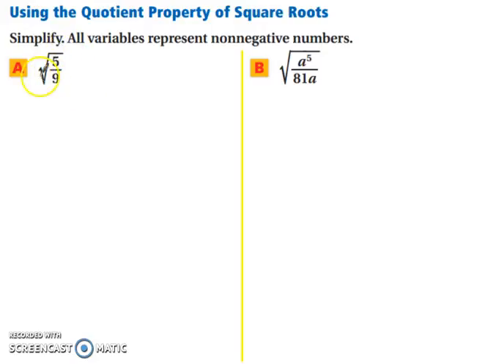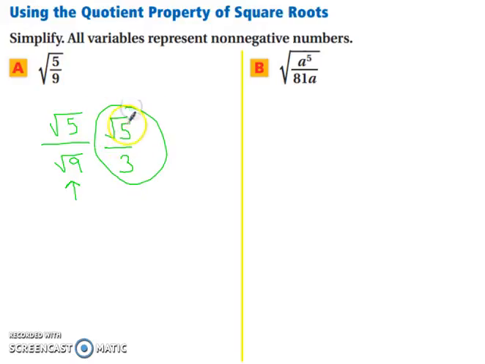So let's take a look at that. For this one here, we have the square root of 5 divided by 9. We can rewrite this as the square root of 5 over the square root of 9. Remember back when we stated that we can't have a square root in the denominator, so we need to simplify this. Well, what's the square root of 9? That's 3. So 3 is on the bottom, and can we do anything with the square root of 5? No, so we simply rewrite it.